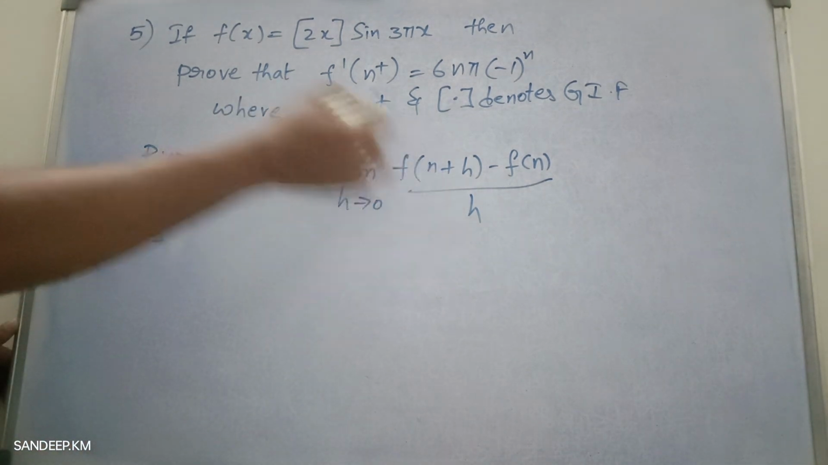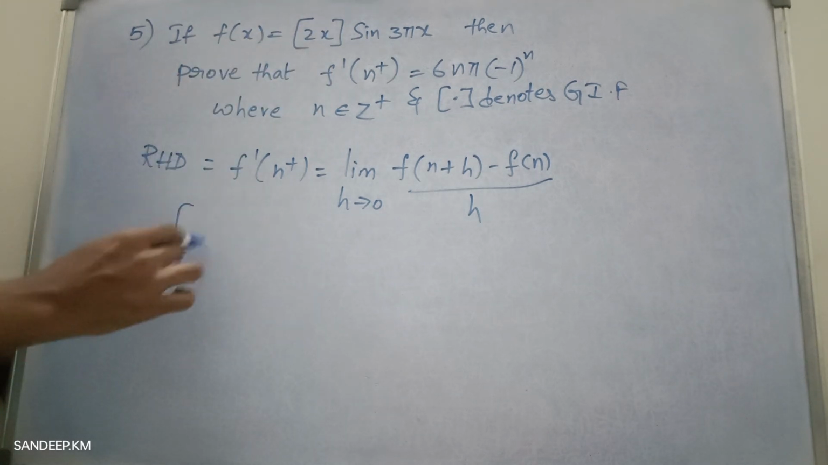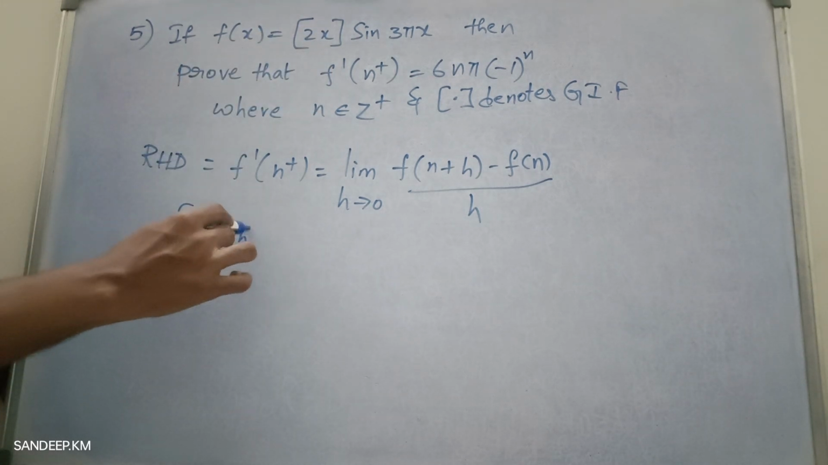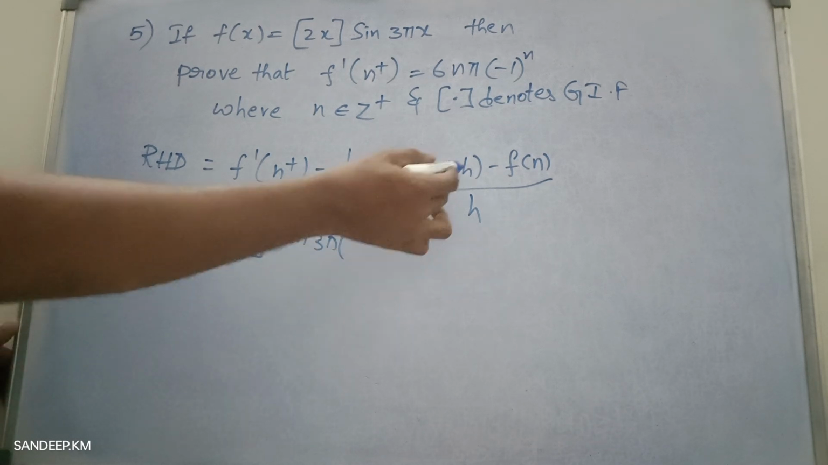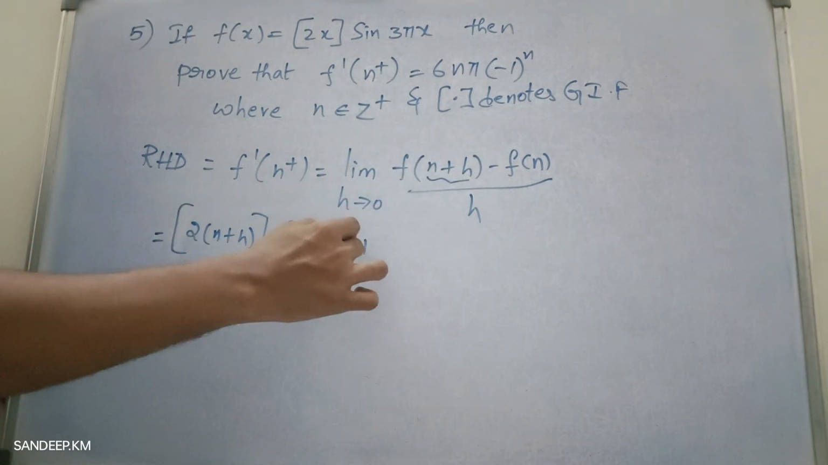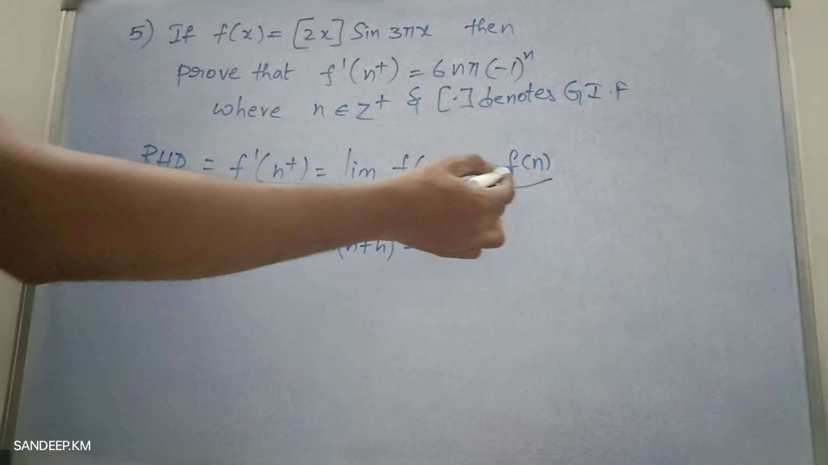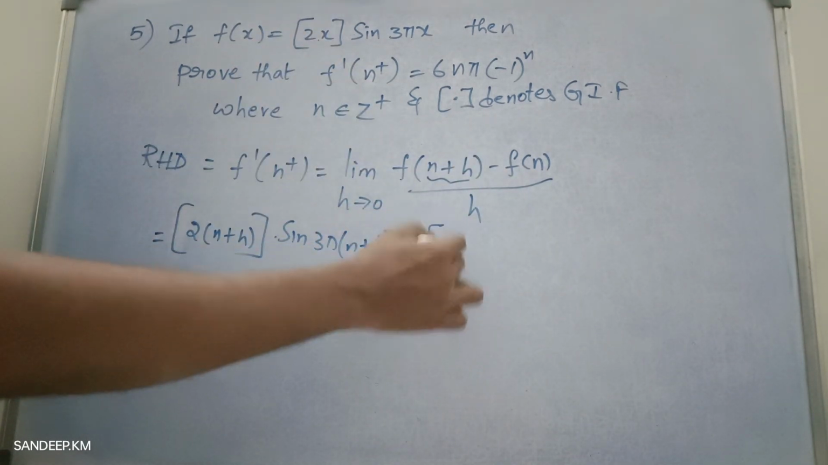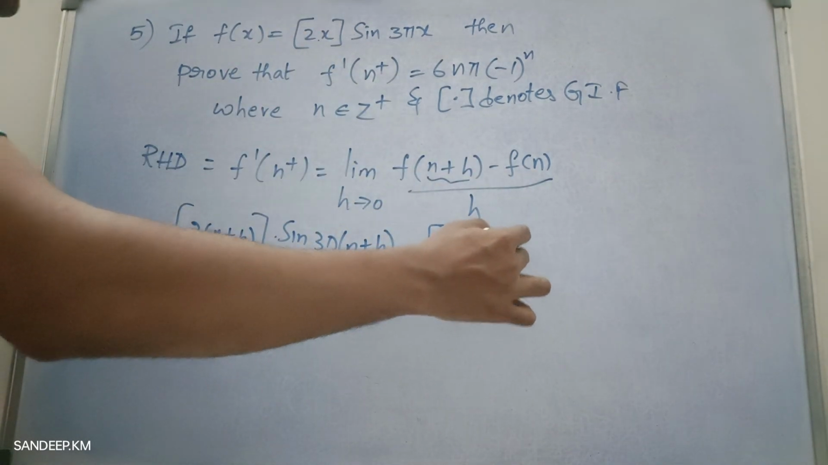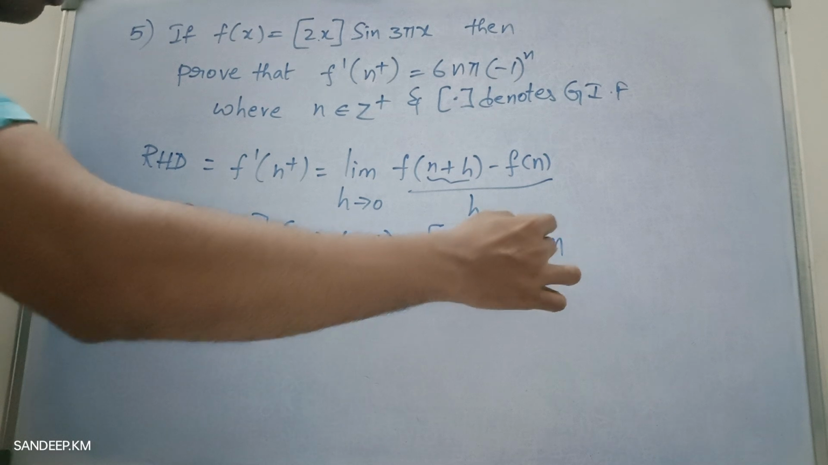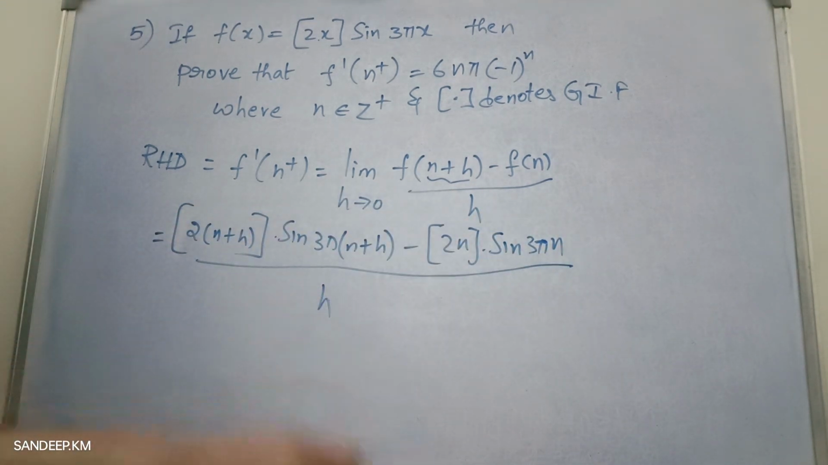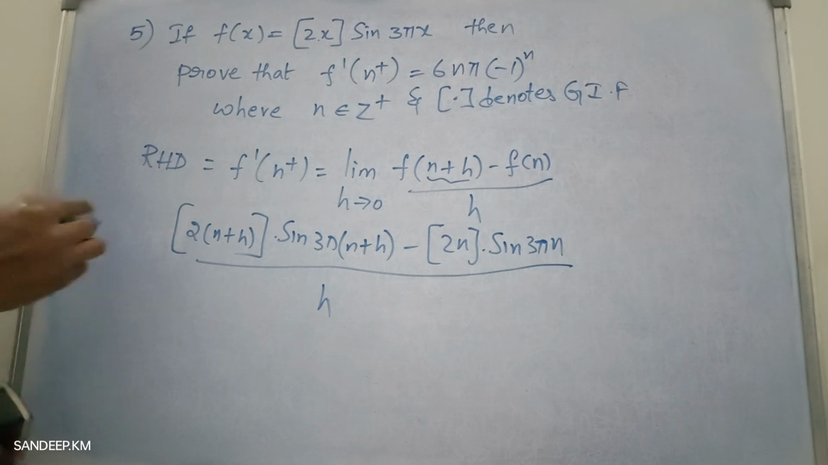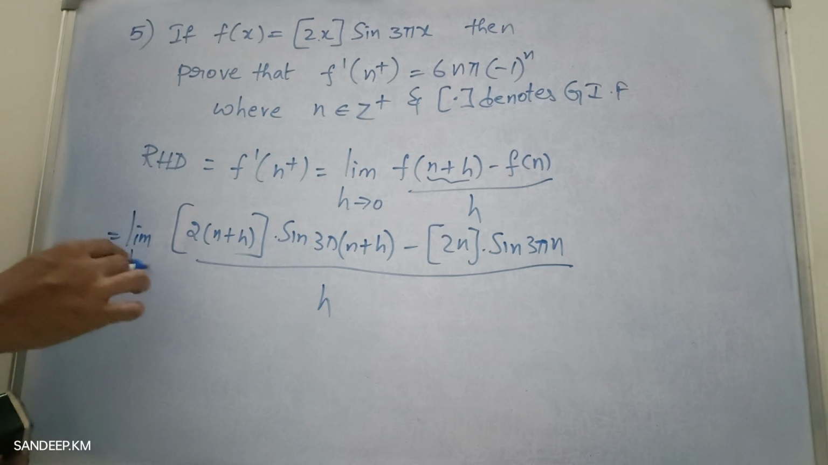So instead of x, let me substitute n plus h. So step of 2 times n plus h into sine 3 pi into, instead of x, I will write n plus h minus, what is f of n? f of n is step of 2n into sine 3 pi n, where n is a positive integer, whole divided by h. And don't forget to write limit h approaches 0.